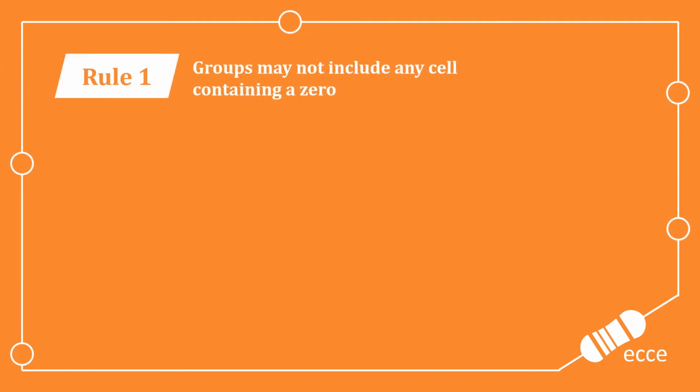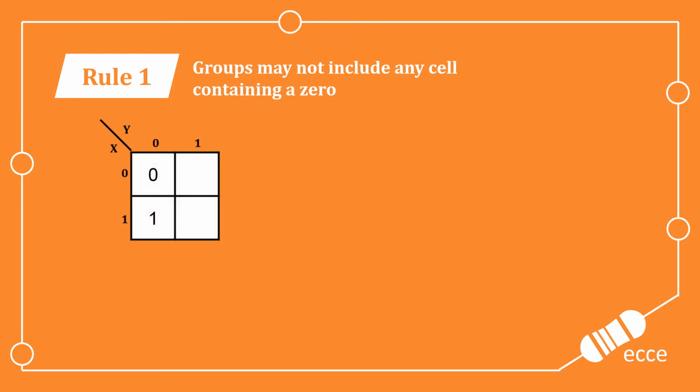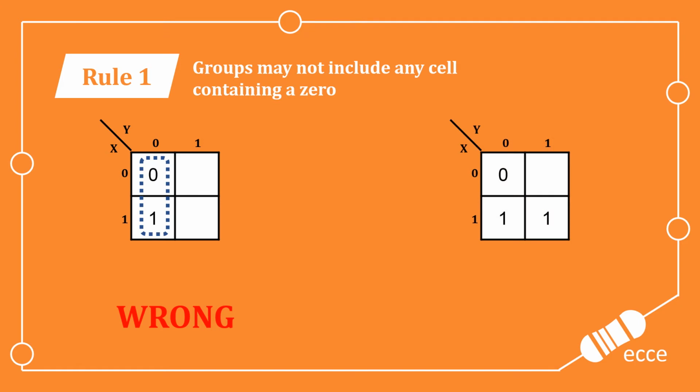Rule 1. Groups may not include any cell containing a 0. Look at this first KMap. If we pair that 0 and 1 together, that would be considered wrong. In KMaps, in our convention, we are only after grouping ones together. So in this second KMap, we take the 2 ones and we ignore the 0. And this is correct.